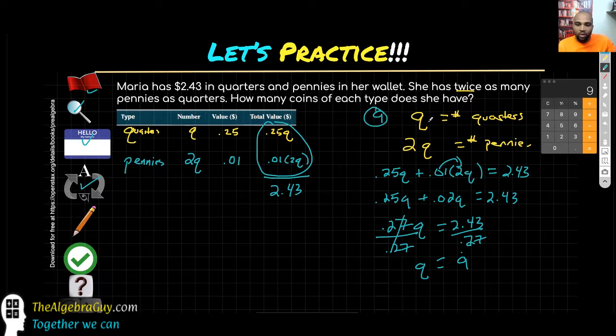So if we have 9 quarters, how many pennies do we have? Well, we have twice as many as our quarters, so there must be 18 pennies. All right, so we solved it. We can check our answer. And I'm going to let you check some of these, but I'll just mentally check this one again.